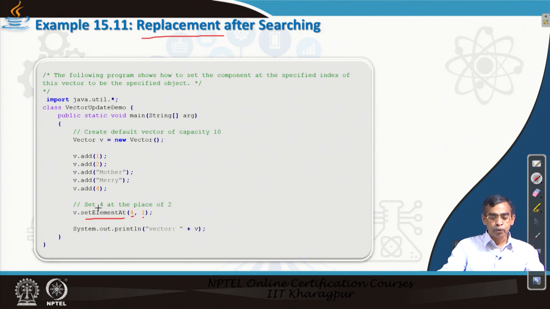So, it sets 4 at the place of... index starts from 0, that is why it is set at the location 2 actually. So, this method replaces the element which is presently at the location or index 1 by 4, and after executing this method, if you print this, you can see this element will be replaced by 4.